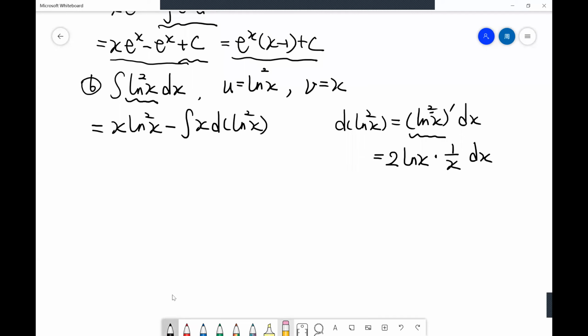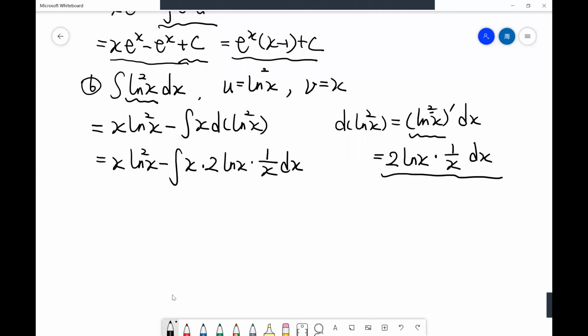That is x times (ln x)squared minus, here x times, we use this part, 2 ln x times 1 by x dx. Okay, guys, about this part, (ln x)squared prime, do you have any questions here? Do you know how we get this part? Sir, could you please repeat again?